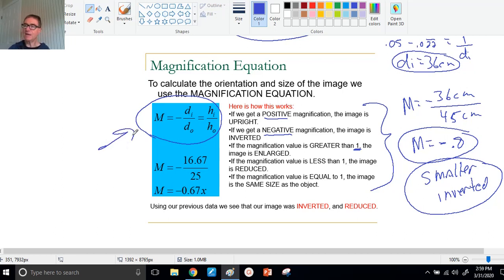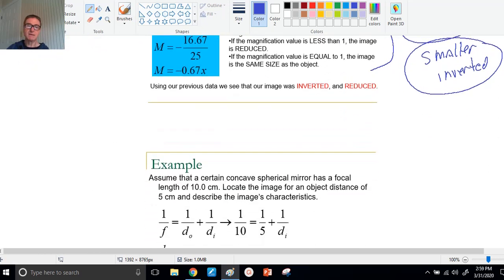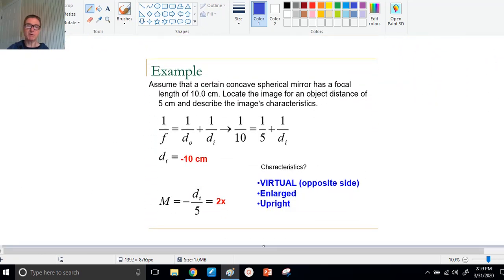Okay, so these are the equations that we'll be using: the magnification equation, and then the mirror lens equation, which is just 1 over f equals 1 over do plus 1 over di. So those are the equations we're going to use for geometric optics. And again, we have another example here.